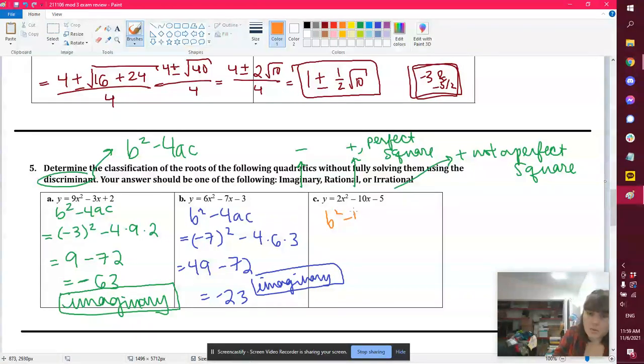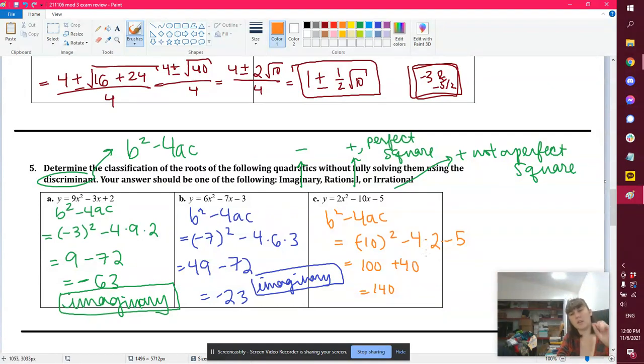For this one, b squared minus 4ac gives us negative 10 squared minus 4 times 2 times negative 5. This is 100 plus 40, because negative 4 times 2 is negative 8, and negative 8 times negative 5 is positive 40. This will give us an irrational answer, since 140 isn't a perfect square.